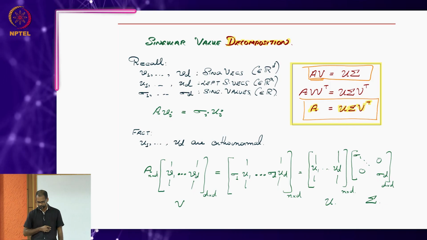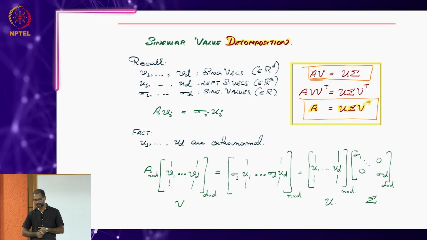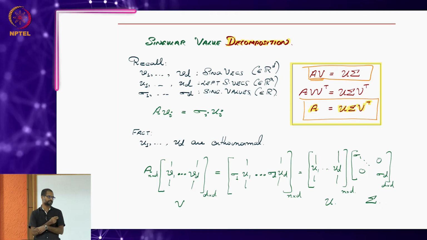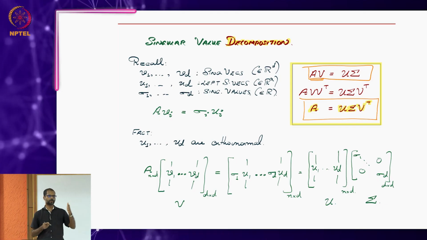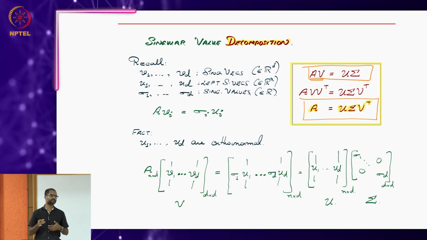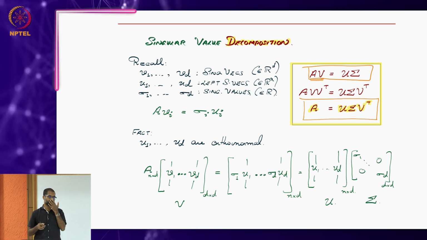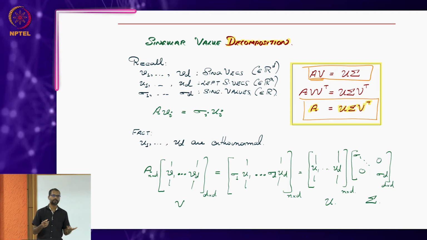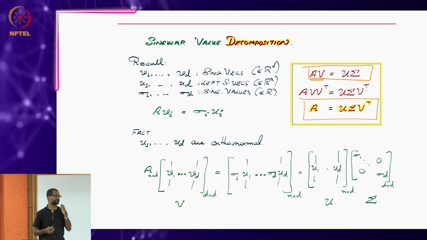Now you multiply both sides with V transpose, you will get A V V transpose is U sigma V transpose. Again, since V's columns are orthonormal, it's an orthonormal basis, V V transpose will be I. In fact, V V transpose is the projection matrix onto the whole space. The projection to the whole space is just the identity operator.